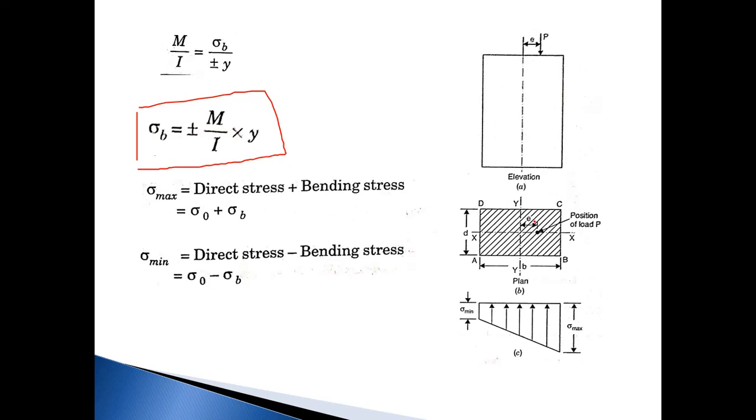Let us see here, due to this P at a distance of eccentricity E, the stress induced on the face BC is more and the stress induced on the face AD is less. So the maximum stress, sigma max, acts on the face BC and the minimum stress, sigma min, acts on the face AD. This is the stress distribution diagram for this cross section.